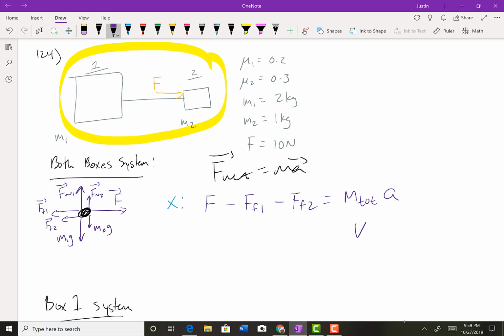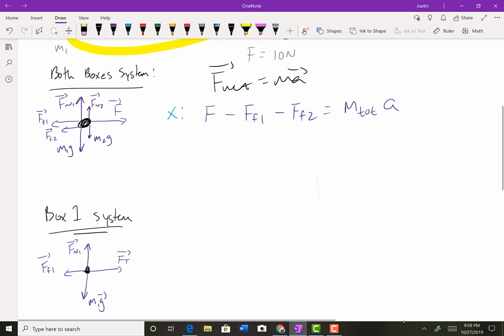So I got the total mass, that's going to be fine. I'm looking for the acceleration. I know the force that's being applied is 10 newtons, but I don't know this friction force and I don't know this friction force. So if I can find those two things, I can plug those in there, get the acceleration, and from there I can get the tension.